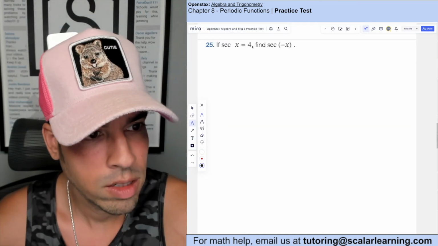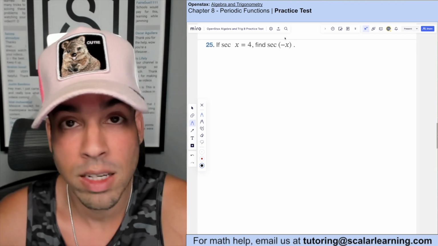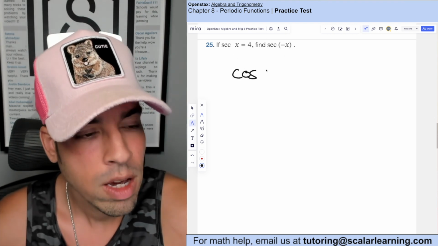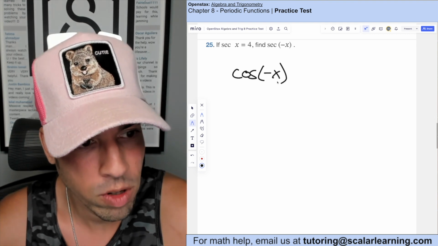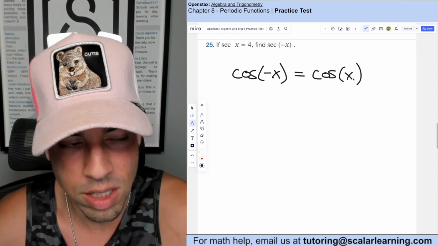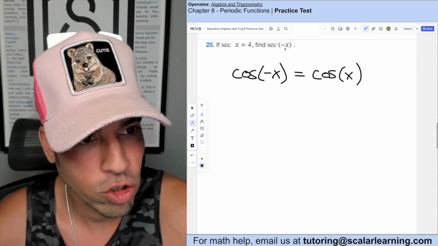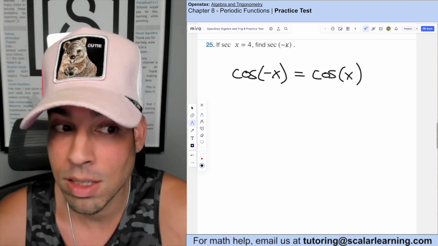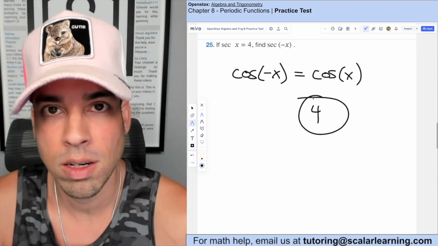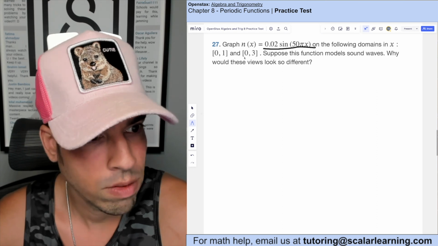If secant x is equal to 4, find the secant of negative x. So remember, secant is related to cosine, okay? And cosine, the symmetry property of cosine is such that cosine of negative x is the same as cosine of x. They're the exact same. So the same property is true here. So secant of negative x is the same as secant of x, which we already know is 4. So the answer is 4. Boom, done.